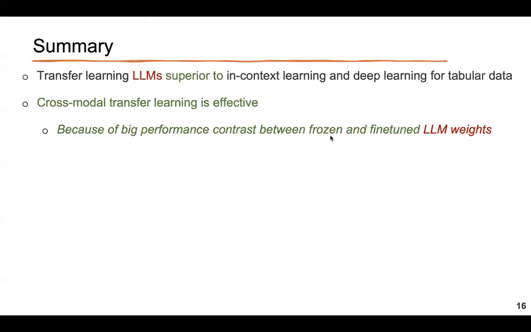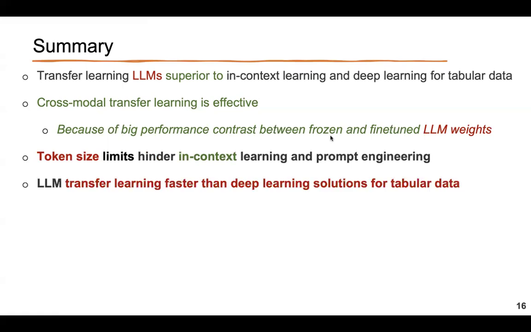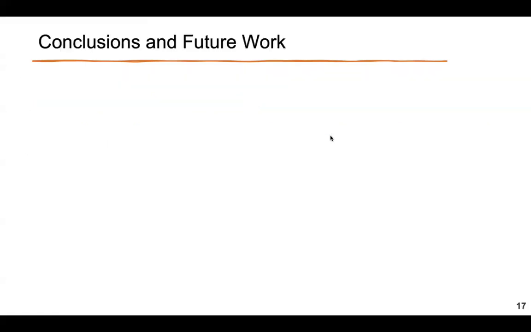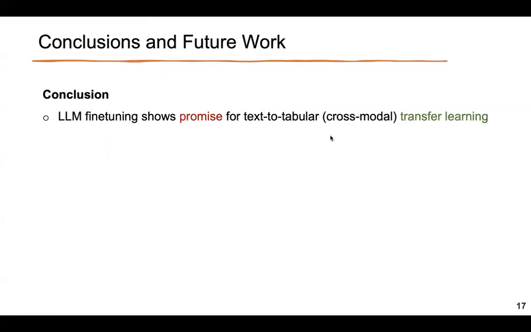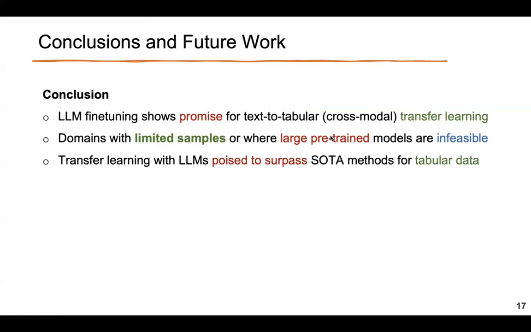To summarize, transfer learning of LLMs is superior to in-context learning and deep learning for tabular data, and cross-modal transfer learning is effective because of the big performance contrast between frozen and fine-tuned LLM weights. Token size limits hinder in-context learning and prompt engineering. LLM transfer learning is faster than deep learning-based solutions for tabular data. To conclude, LLM fine-tuning shows promise for text-to-tabular cross-modal transfer learning in domains with limited samples, where large pre-trained models are infeasible. Transfer learning with LLMs is poised to surpass state-of-the-art methods on tabular data.